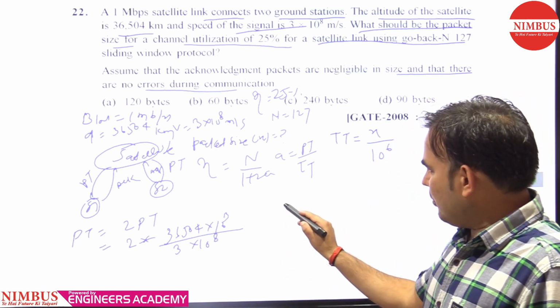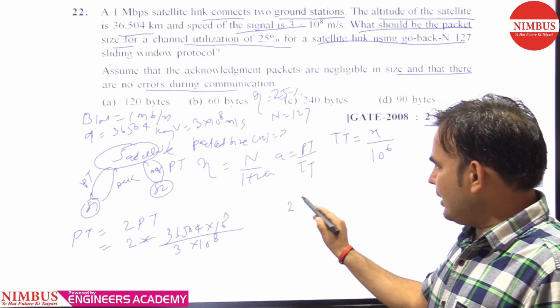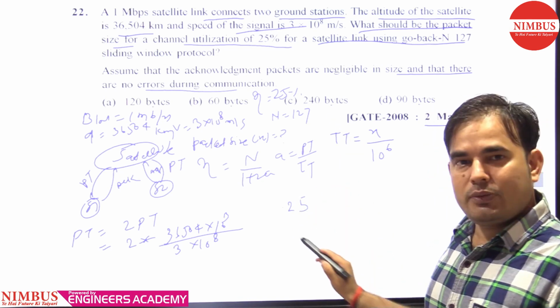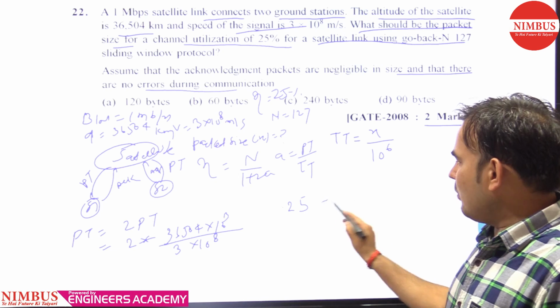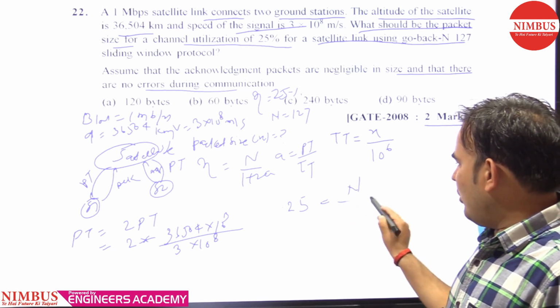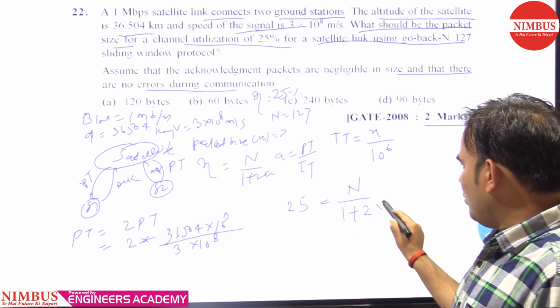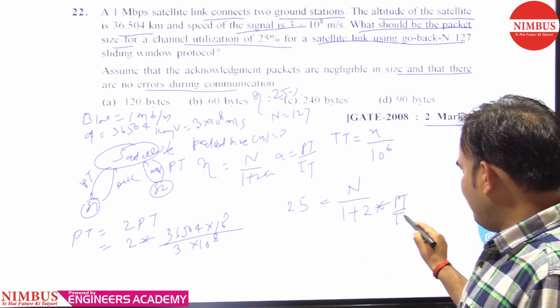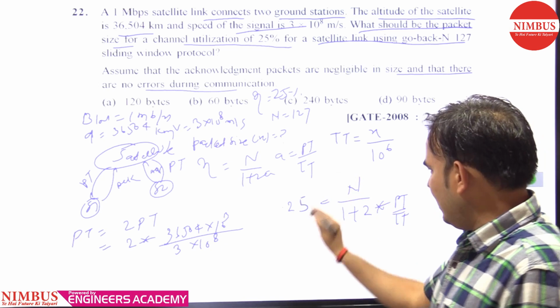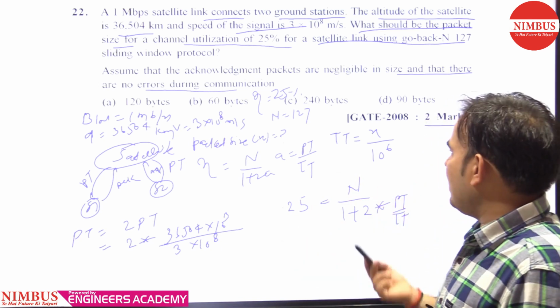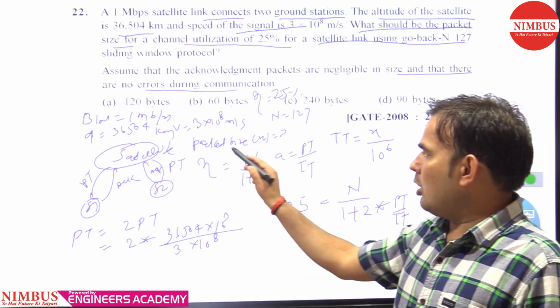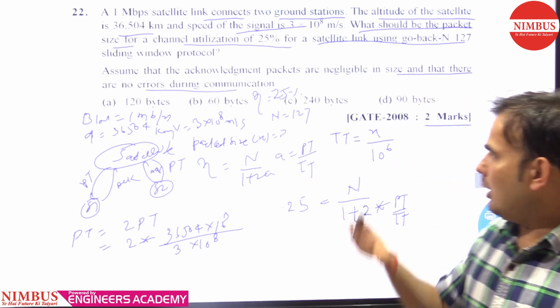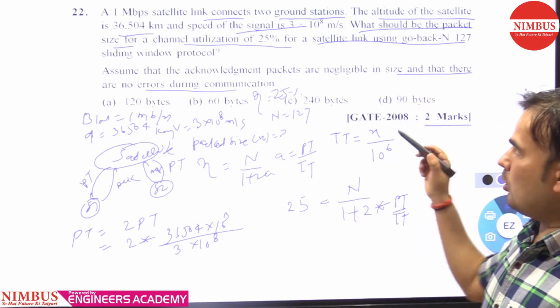Efficiency is 25%, which means 0.25 equals N upon 1 plus 2 into propagation time upon transmission time. When we put all these values in this formula, we are able to calculate the packet size X. So let's see the solution.